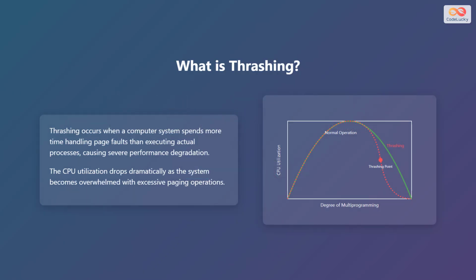Thrashing occurs when a computer system spends more time handling page faults than executing the actual processes. This results in a severe degradation of the system's performance. In such a scenario, the central processing unit, or CPU utilization, drops dramatically as the system becomes overwhelmed with excessive paging operations.